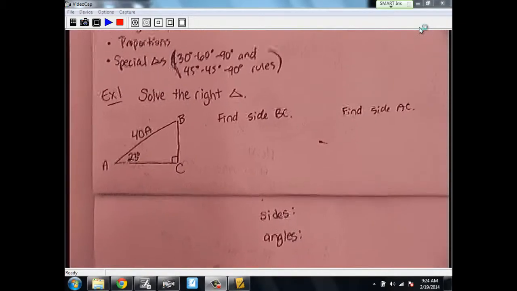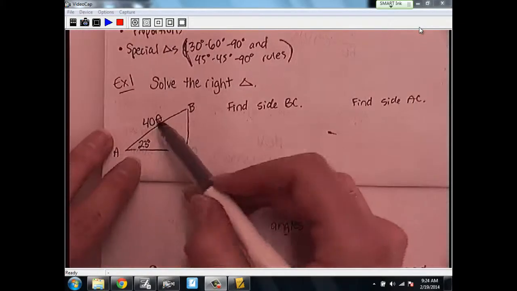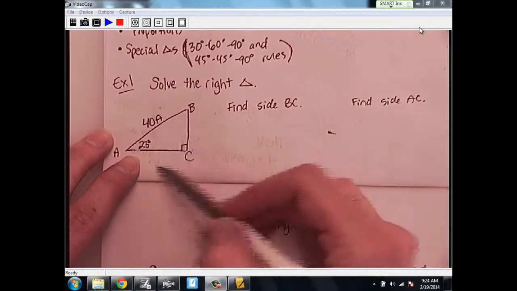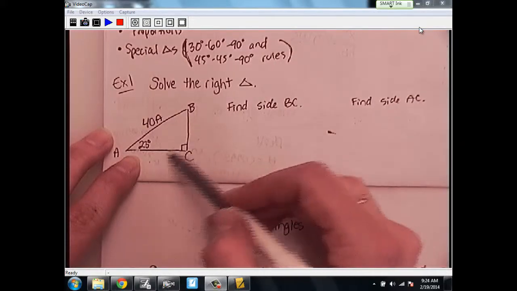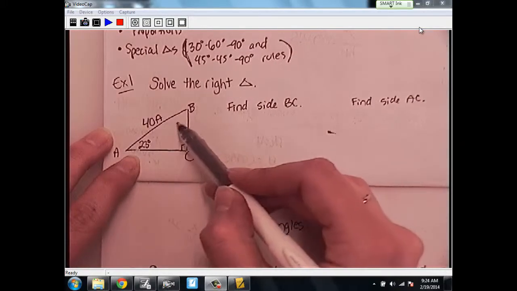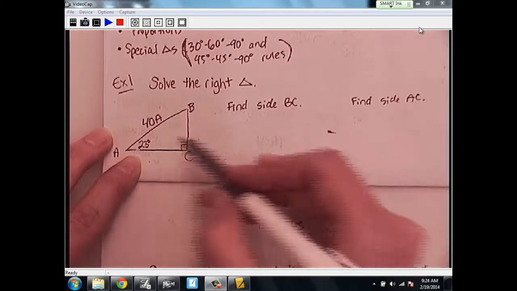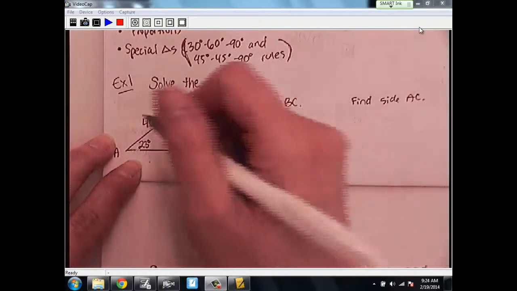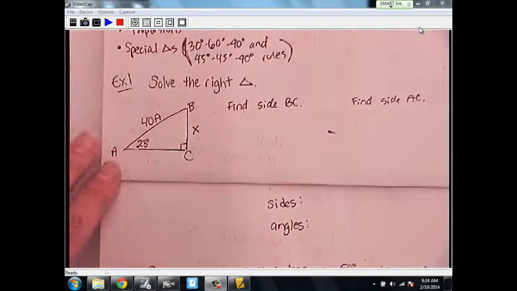So check this out. If I say solve the right triangle, I need to know all my sides. Do I know all my sides yet? No, I have two that are missing, and I need to find my angles. I've got one angle that's missing. So let's start here. If I say find side BC, I'm going to call it maybe X.